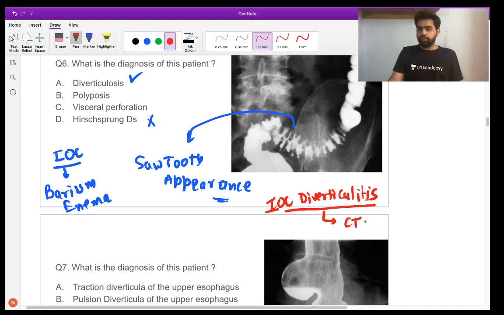It is CT scan. Okay. So it is CT scan. Very good. CT scan. Okay. So please remember this. Diverticulosis is different. Diverticulitis is different. In diverticulosis, investigation of choice is in fact barium enema. But in diverticulitis, it is contrast enhanced CT scan. Okay. So please have a note of these points.